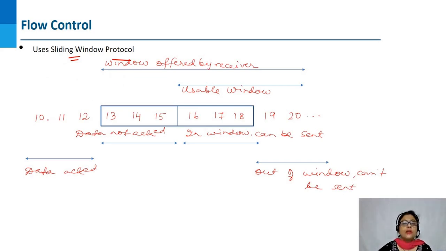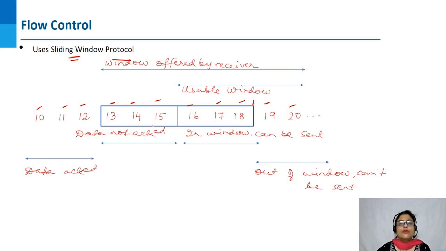We have shown here some of the data segments starting from 10, 11, 12, 13, 14, 15, 16, 17, 18, 19, 20 and so on. This is the window. Within the window we have data packets from 13 up to 18. Now this is the usable window. We will see why the usable window has gone outside this line, and this is the window offered by the receiver.